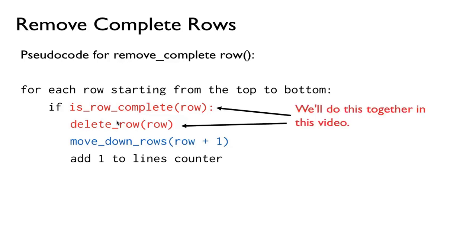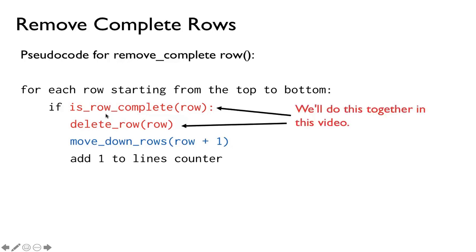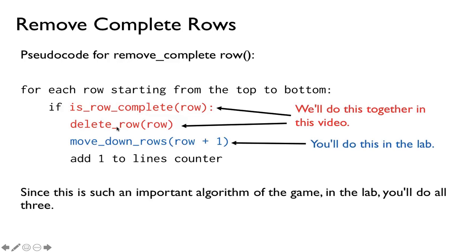In fact, these are 3 methods here. We'll do the first 2 together in this video, and then you get to do the move down rows method in the lab. These 2 methods will help you do this last one, which is a little bit trickier. This is such an important part of the game that when I post the lab for this assignment, I will let you do all 3 methods, because I want you to feel like you've done most of the important part of this Tetris game.